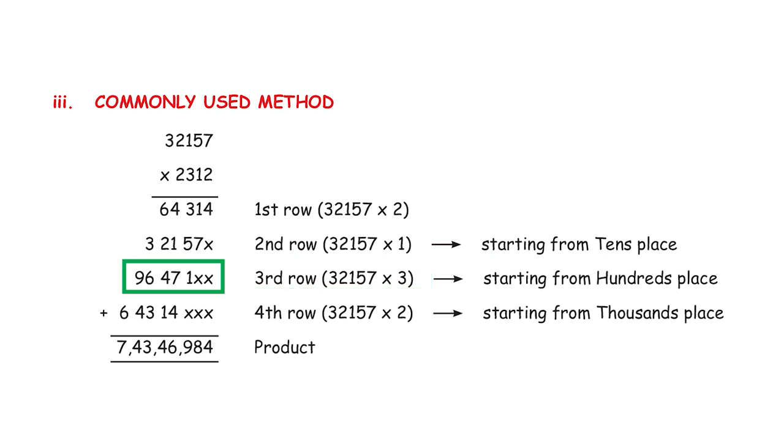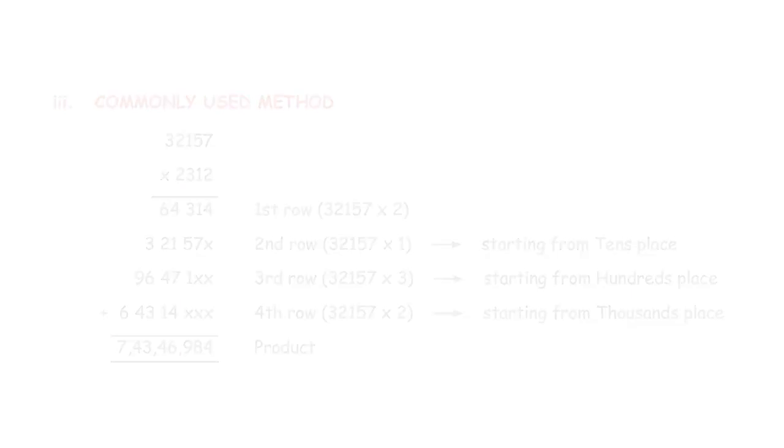You get 96471. And the fourth row, you have to multiply 32157 into 2. But make sure you cross out ones, tens and hundreds. And you start from the thousands place. So you have 4 rows because the multiplier has 4 digits. If you add up all the 4 rows, this is the answer you get. 74346,984. This is a method commonly used when we have to multiply large numbers.